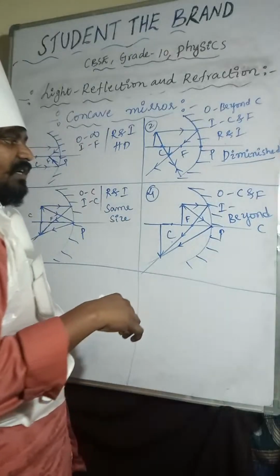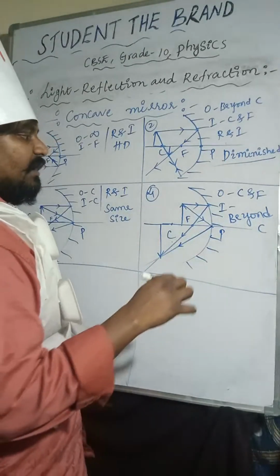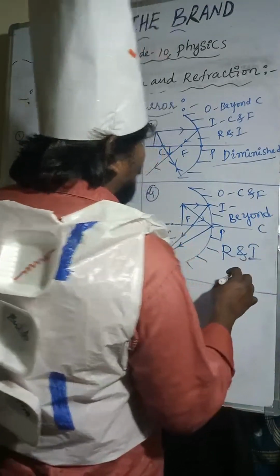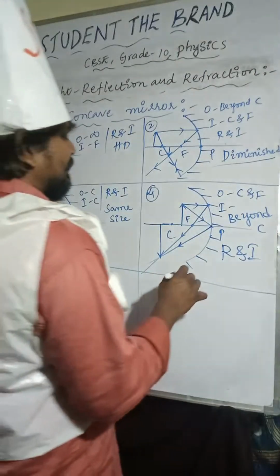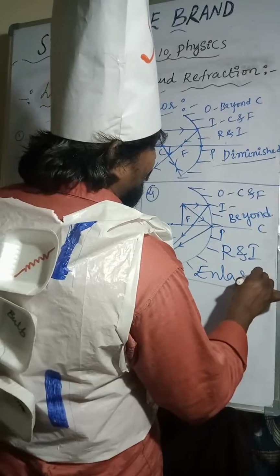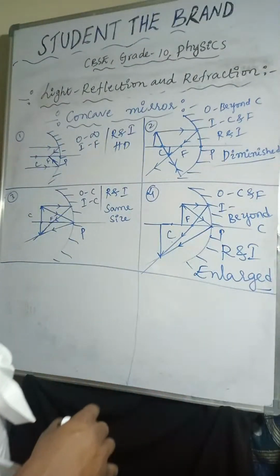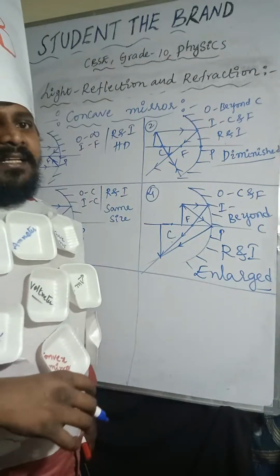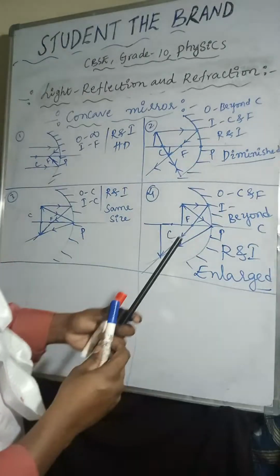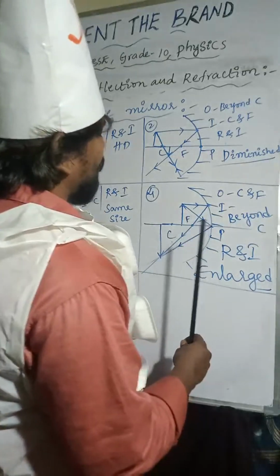Beyond center of curvature. Nature of the image is real and inverted. And size of the image is enlarged. Image is real, inverted and enlarged. Object is placed between C and F, where image is formed beyond center of curvature.